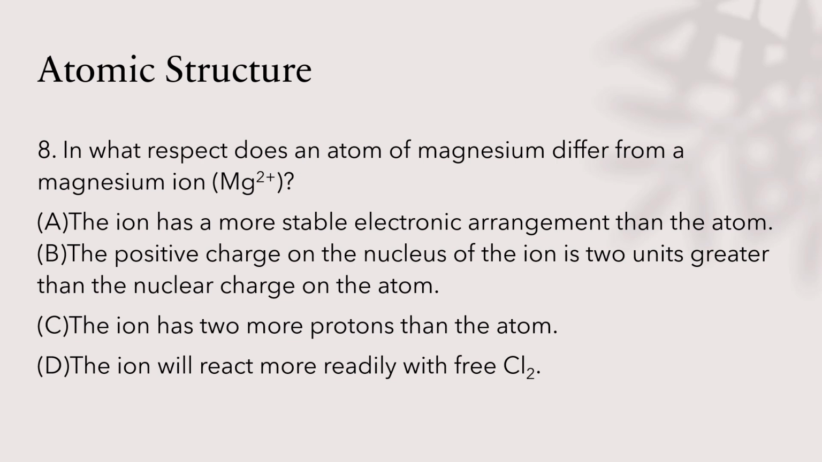Number 8, in what respect does an atom of magnesium differ from a magnesium ion? So we're talking about neutral magnesium. That's what they mean by an atom, when it's neutral versus when it has a charge. Now remember, the reason that metals and nonmetals like to form charges is because they're trying to reach their full octet in the ionic compound.